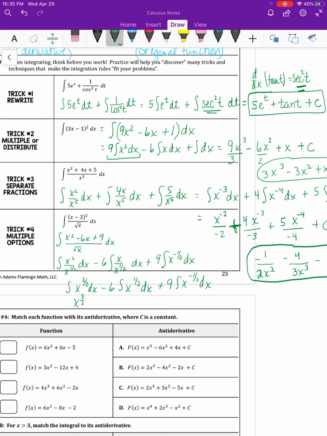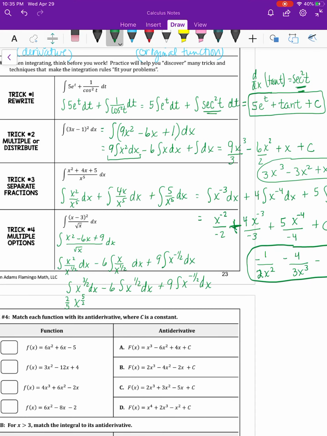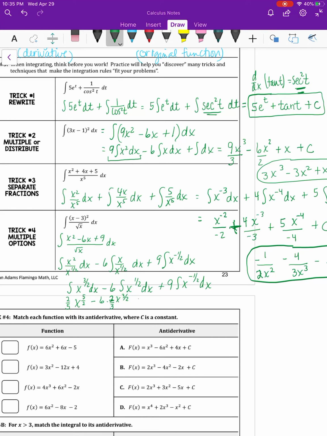Now you're going to integrate. X to the 3/2 plus 2/2 is going to be x to the 5/2. And when you divide by 5/2, it's the same thing as multiplying by 2/5. Minus 6, this is going to be x to the 1/2 plus 2/2, so that's x to the 3/2. And then division by 3/2 is the same thing as multiplication by 2/3. And then plus 9, we've got x to the negative 1/2 plus 2/2, which is x to the 1/2 divided by 1/2, which is multiplication by 2.